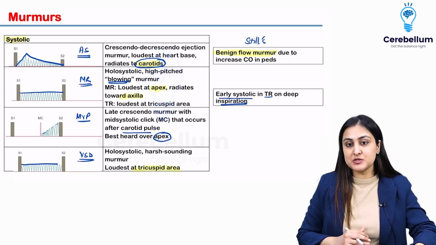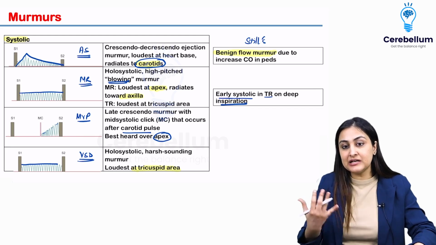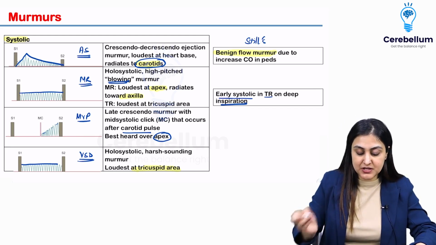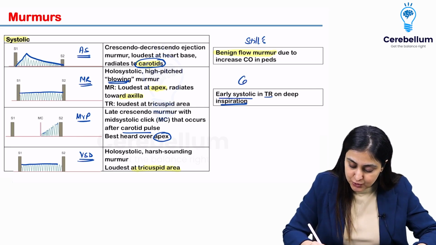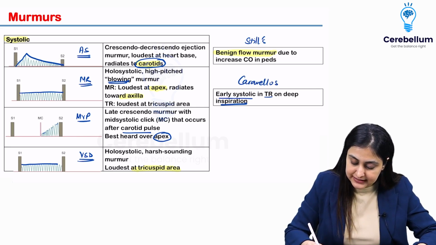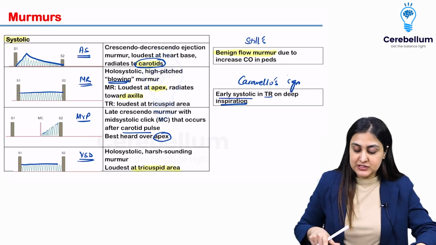So, when you do a deep inspiration in TR, the preload increases, so the murmur increases and it becomes early systolic. So, this is known as the Carvallo's sign. Okay, so this is systole.